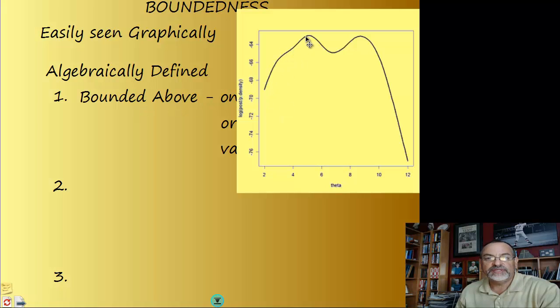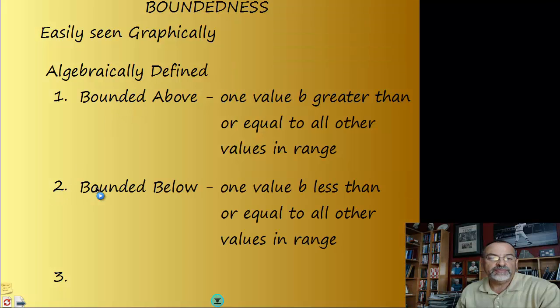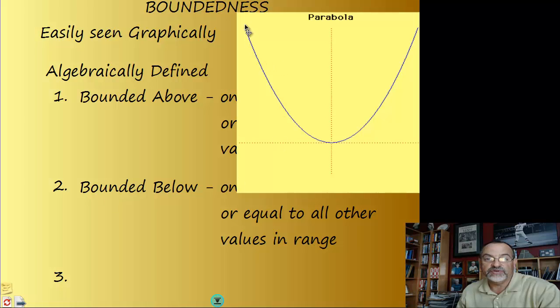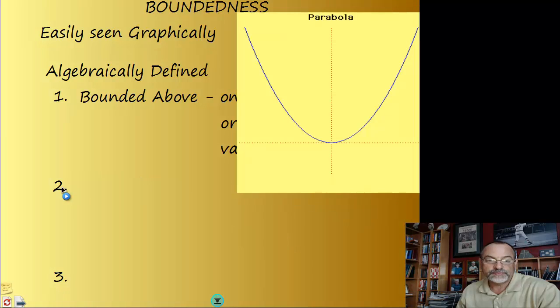Basically, you have a graph that reaches a high point and nowhere else in the graph does it go above this point. So this is the boundary above that the graph never goes above. So this would be called a bounded above graph. You do have bounded below, which means there's one value in the range that's lower than all other values. So if you look at a parabola, this value right here, which happens to be on the x-axis, the graph never goes below this value, so this is the boundary below of this graph. So this graph would be considered bounded below.